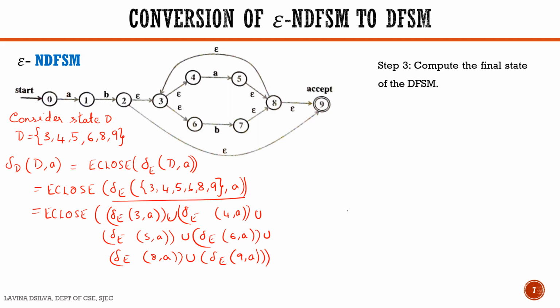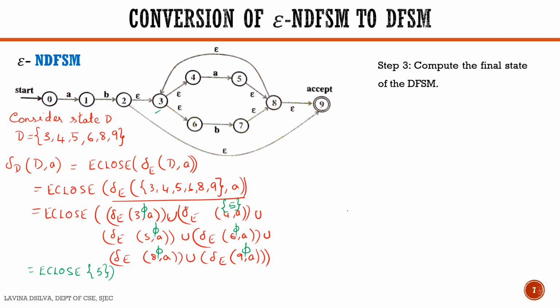We'll see the transitions. On state 3, no transition for A defined, therefore this is 5. On state 4, yes, we go to state 5 from state 4 on seeing an A. What about state 5? No transition for A, so 5. Then state 6, no transition, so 5. State 8, no transition defined for A. And state 9, there is no transition. Therefore, we have only E close of state 5.